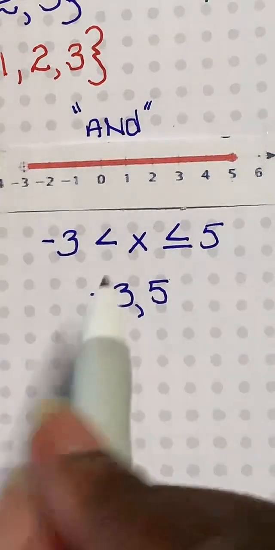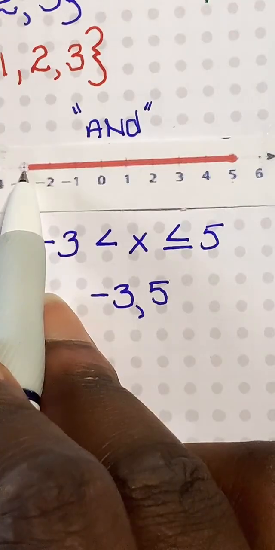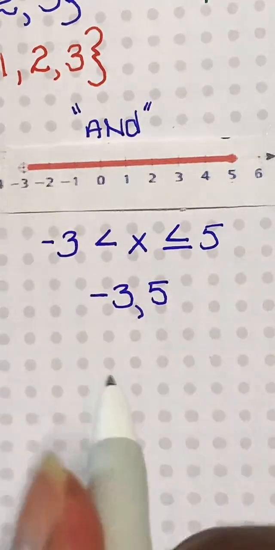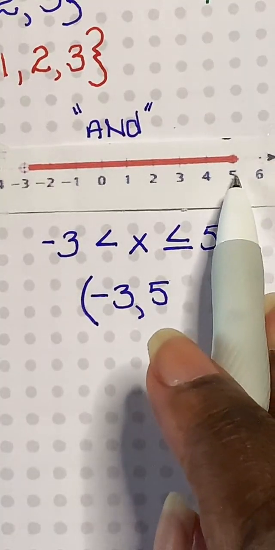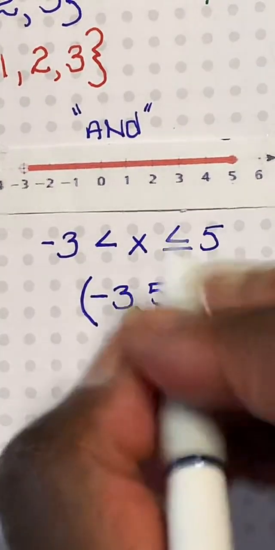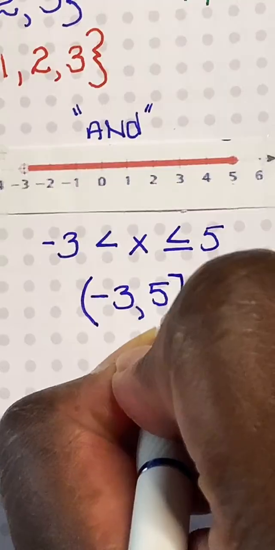Okay. So since my -3 is not a solid, it's an open circle, that's going to be a parenthesis. And since 5 is a closed circle, that's going to be a bracket.